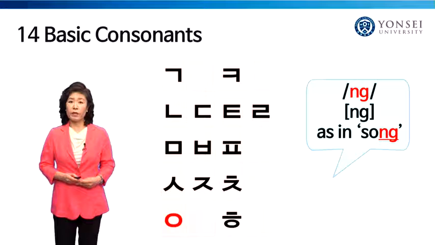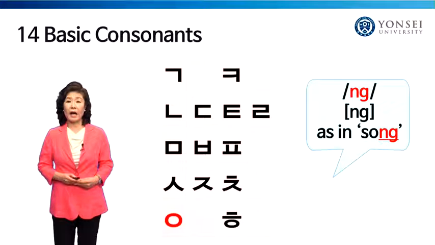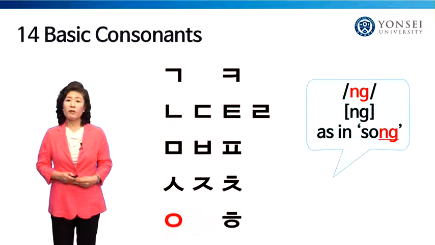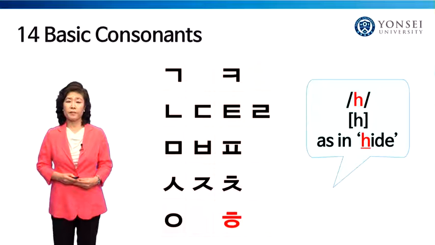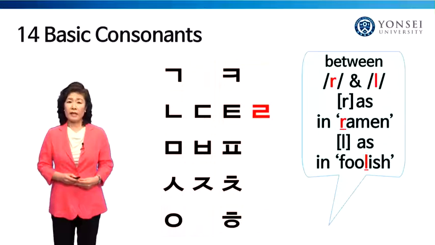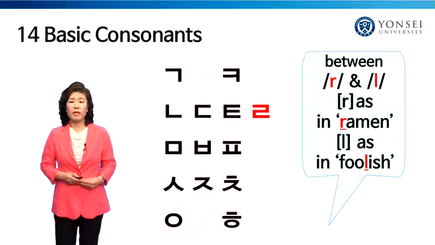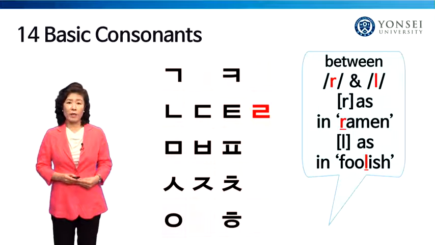Iung is silent when used as an initial sound such as in a and o. When used as a final consonant, however, it has the ng sound like in the word song. Hyut is a strong H sound. Lastly, there isn't an exact match to the lir sound in English, but you can consider it a sound in between the L sound and the R sound. So when you pronounce ramen, it's not ramen or 라면, it's ramen.